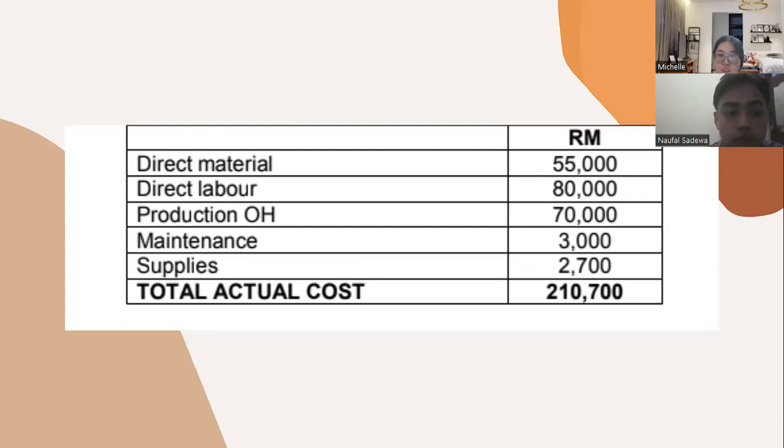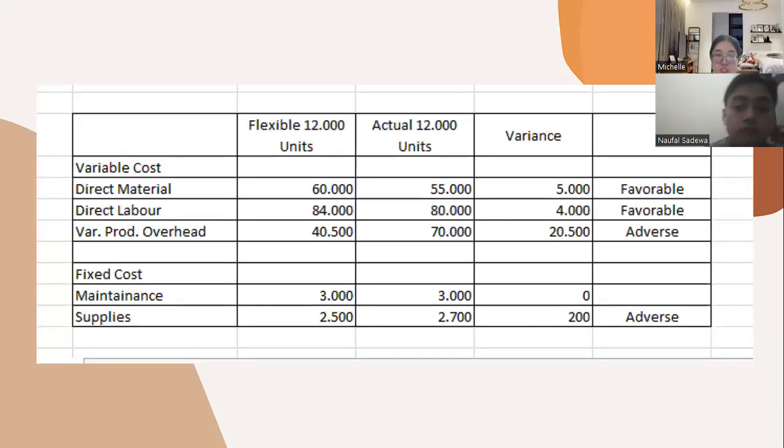So this is the actual cost for the direct material, direct labor, production overhead, and maintenance and supplies. This actual cost is for 12,000 units. So we have to calculate the flexible budget for the 12,000 units, with the same numbers: 12,000 times 5 for the direct material, then 12,000 times 7 for the direct labor, and 12,000 times 3 for the variable overhead. And for the fixed cost, the maintenance will be 3,000, and the supplies will be 2,500. Then the actual is from the previous slide, which is fixed.